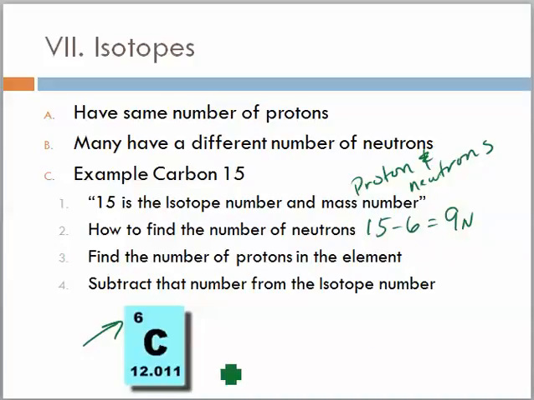Find the number of protons in the element. That's what we're doing here. We find the number of protons, we subtract it, and that tells us the number of neutrons. So, there are many elements that can have many different isotopes. They're the same element because they have the same number of protons, but they are called different because they have a different number of neutrons.